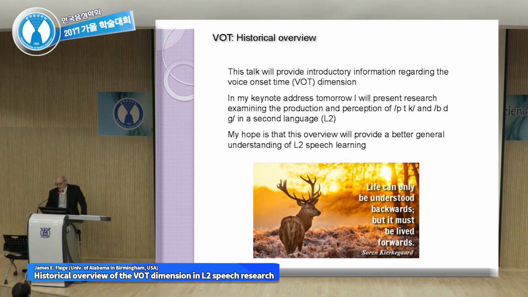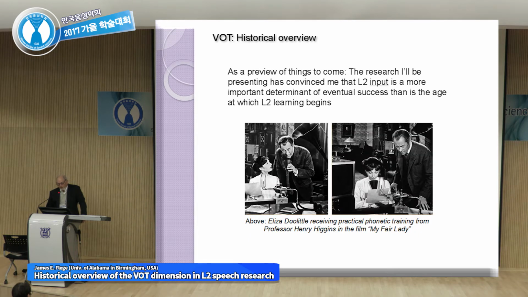In my keynote tomorrow, I'll present research examining the production and perception of potoko and bodaga in a second language. My hope is that this overview will get you ready for tomorrow's talk and help provide a more general understanding of the processes involved. As a preview of things to come, the research I'll be presenting has convinced me that L2 input is a far more important determinant of eventual success in L2 speech learning than is the age at which the learning of a second language begins.